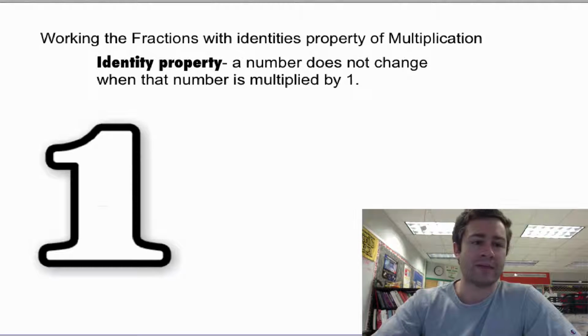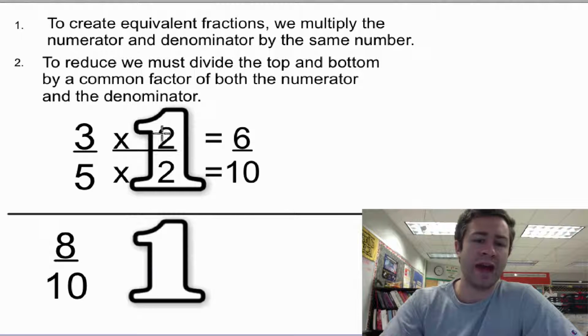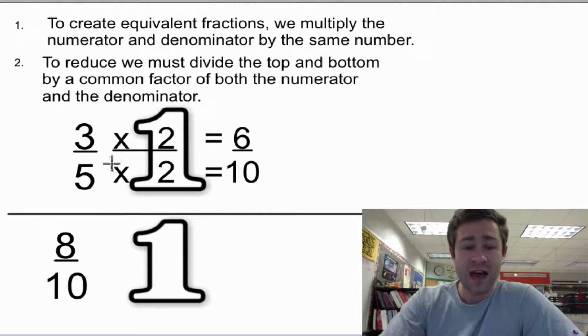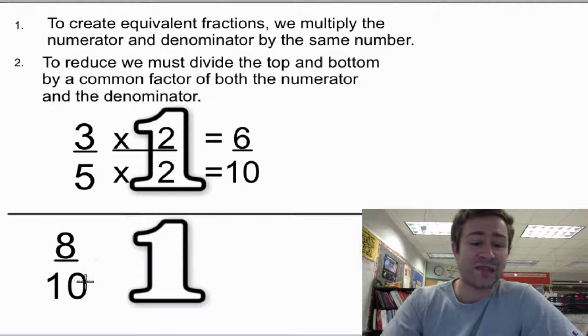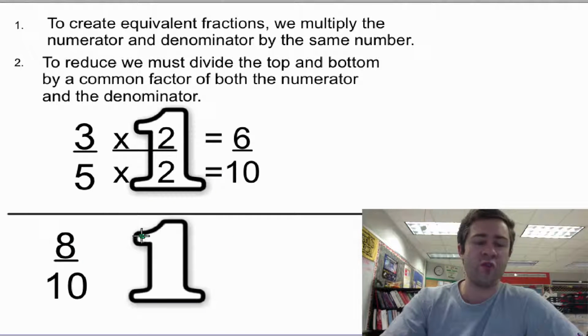So let's put that into practice. When I multiply a number by a top and a bottom, it's the same as multiplying by 1. We got 2/2. That means 3 times 2 equals 6. 5 times the same number equals 10. So that means that 6/10 is the same value as 3/5. I can do the same thing with 8/10. If I multiply that times 3/3, that's going to give me 24/30, which is the same exact value as 8/10.